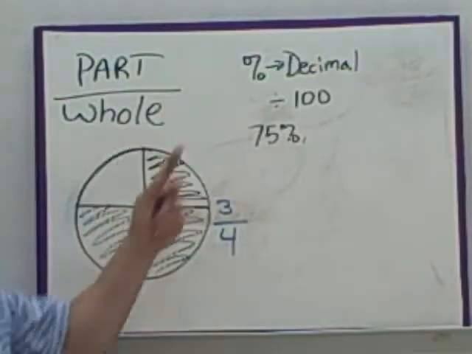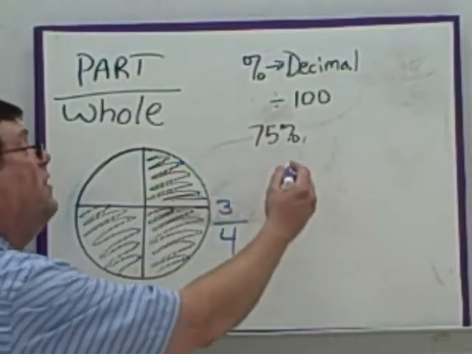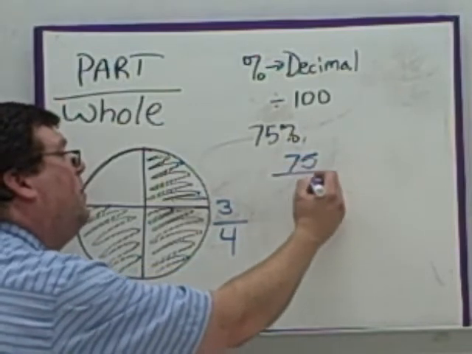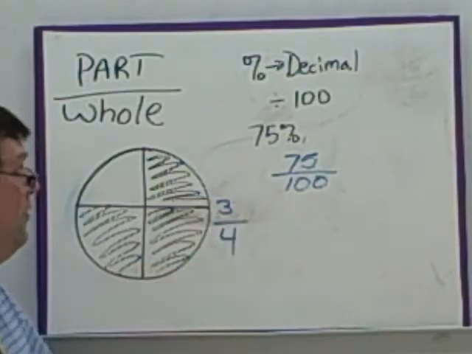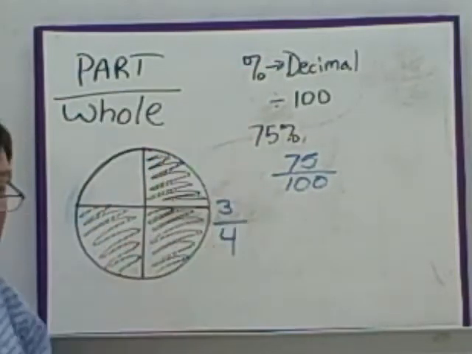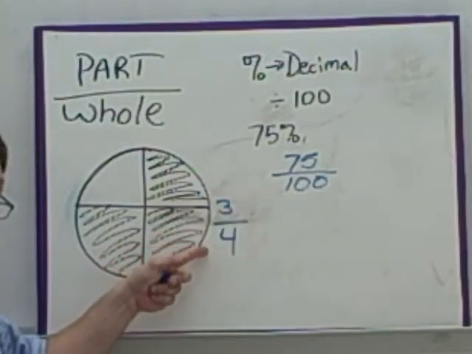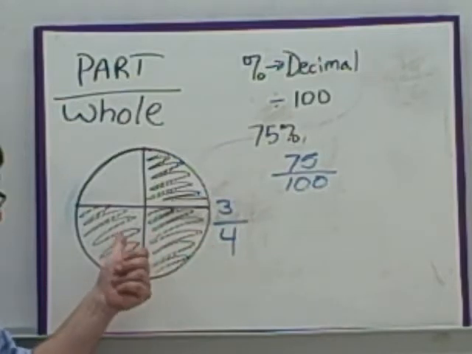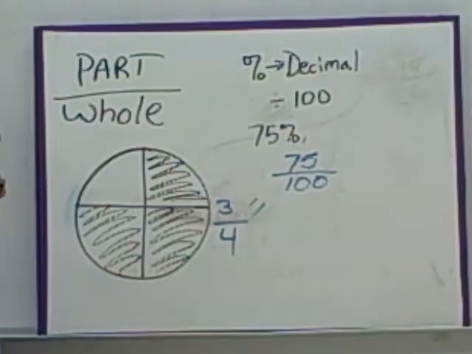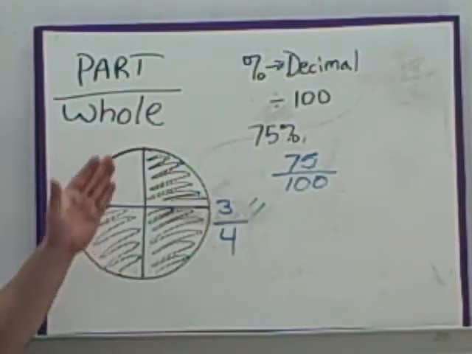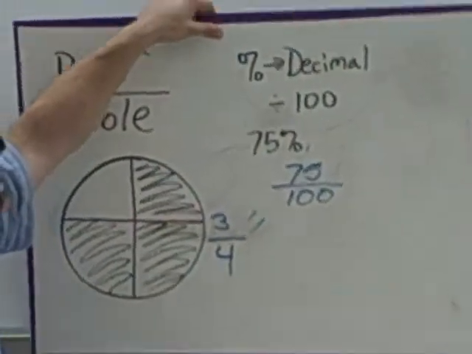And if you think about percent to decimal, when you convert a percent to a decimal, you divide by 100. So converting this 75% to a decimal would be dividing it by 100. That's a fraction. So I went straight from a percent to a fraction. And that fraction, as it turns out, is going to be equal to this number, because 75% of this circle is 3/4. Those two are equal. So we can work out a proportion where we've got an equal percentage and an equal fraction, and we use that proportion to solve.